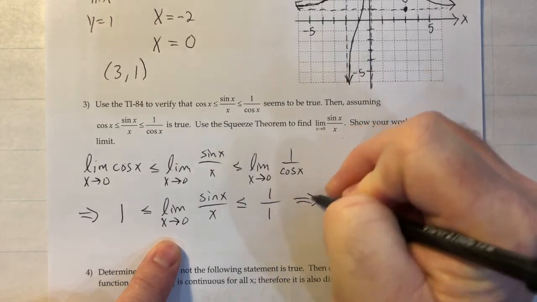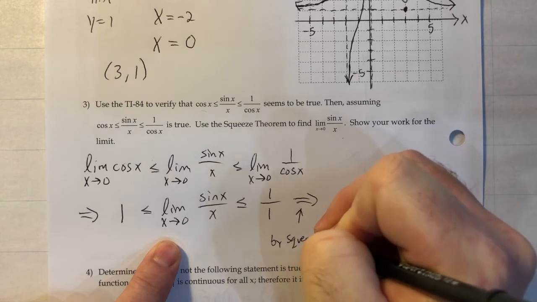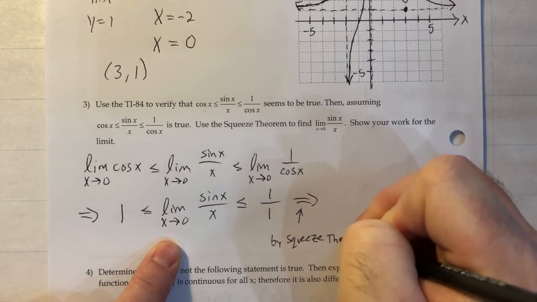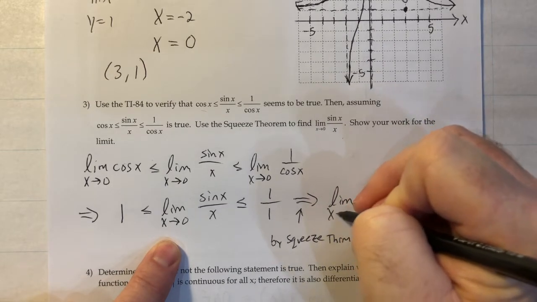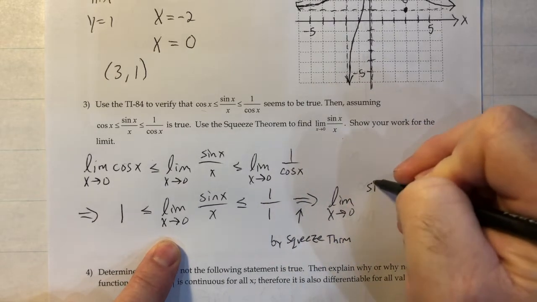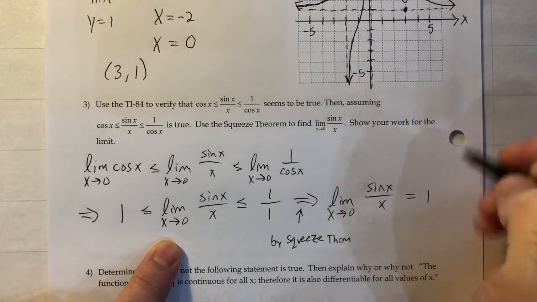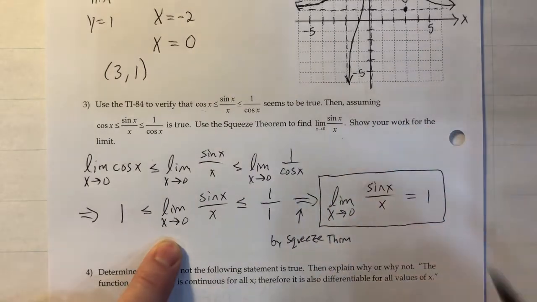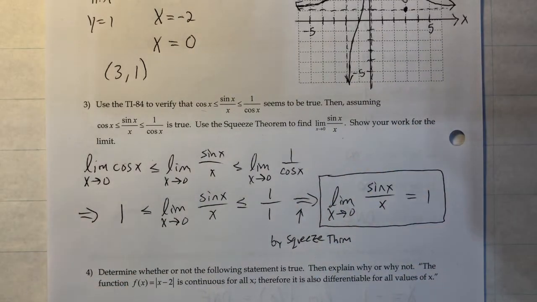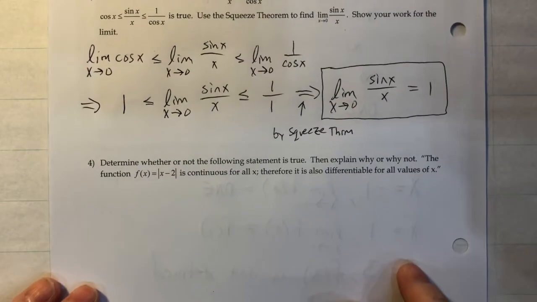So by the squeeze theorem right here, we know that the middle part has the same limit. So the limit as x approaches 0 of sine x over x is equal to 1. And again, that is going to be an important trig limit for us to know as we move on in chapter 3. All right, moving on to number 4.